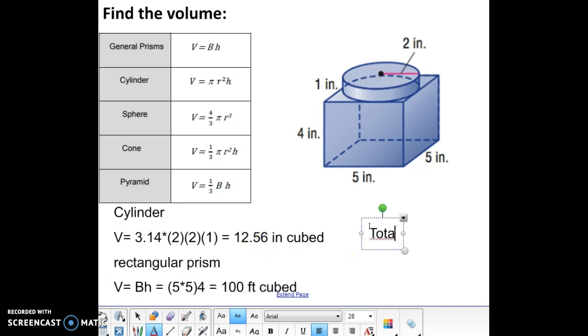So if we add those together, our total volume is 112.56 feet cubed.